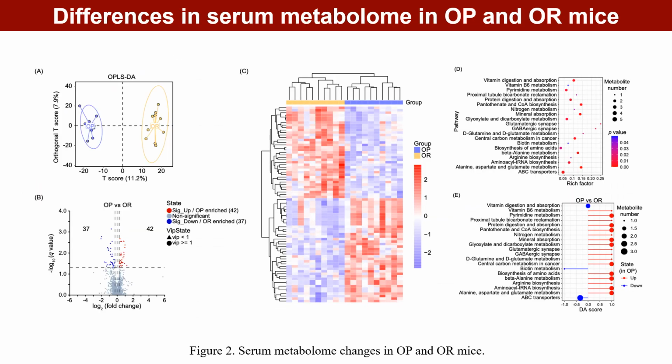What about the host metabolism in OP and OR mice? We conducted serum metabolomics and identified 1,567 metabolites with significant differences between the two groups. Pathway enrichment analysis revealed alterations in amino acid metabolism, bile acid regulation, and energy metabolism, indicating that metabolic reprogramming may play a crucial role in the phenotypic differences observed between OP and OR mice.